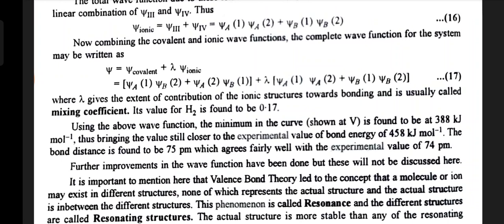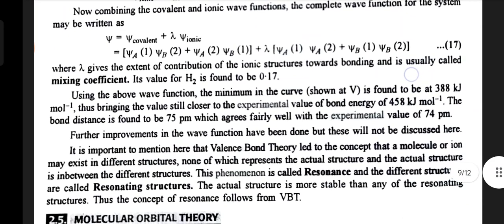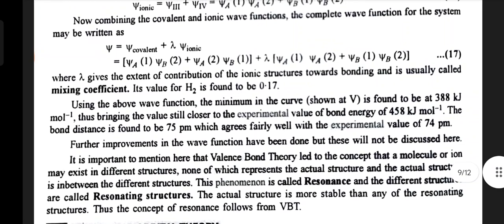It is important to mention that valence bond theory led to the concept that a molecule or ion may consist of different structures, none of which represents the actual structure, and the actual structure is in between the different structures. This phenomenon is called resonance and the different structures are called resonating structures. The actual structure is more stable than any of the resonating structures. Thus the concept of resonance follows from VBT.